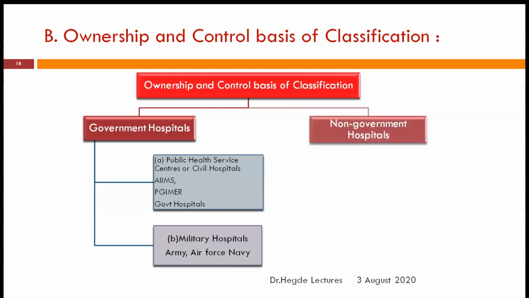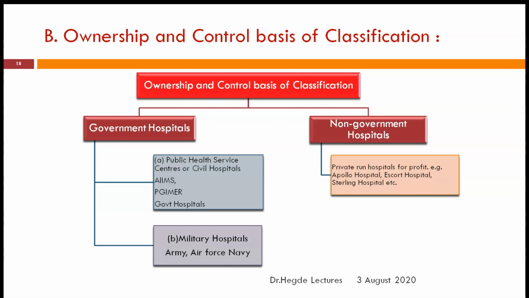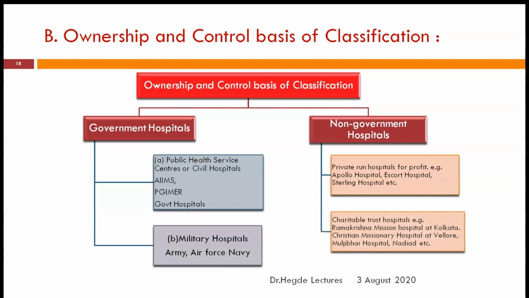Second, under the ownership and control basis of classification, we can see the non-government hospitals, which are not from the government. They may include private hospitals privately run by the owners, whether they belong to Apollo Hospital, Escorts Hospital, Sterling Hospital, Fortis Hospital, and Jayadeva Hospital, they are run by a private body. The other type includes charitable trust hospitals, which are run by trustees for charity.